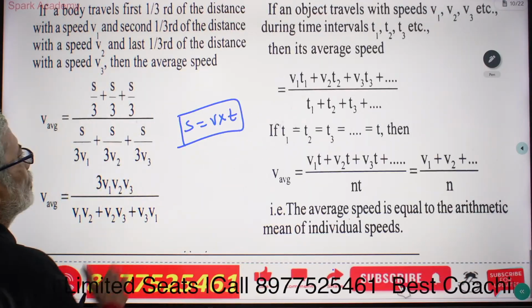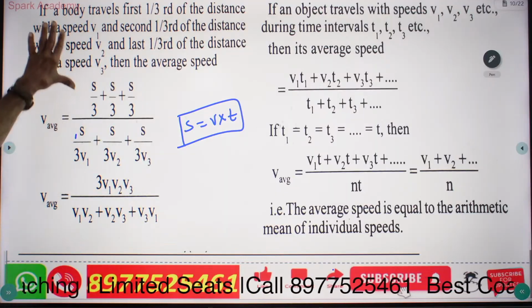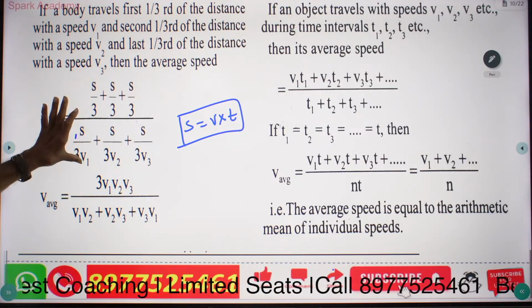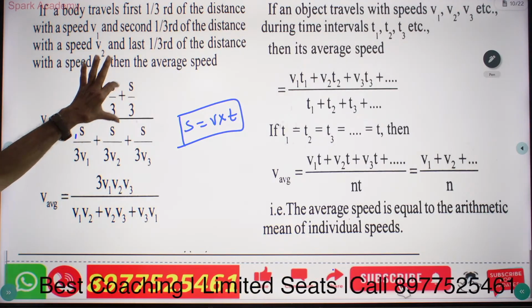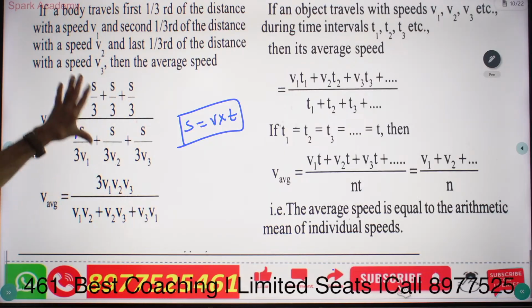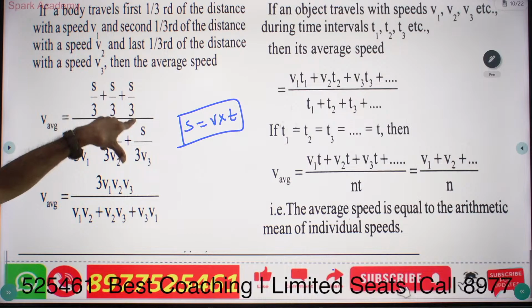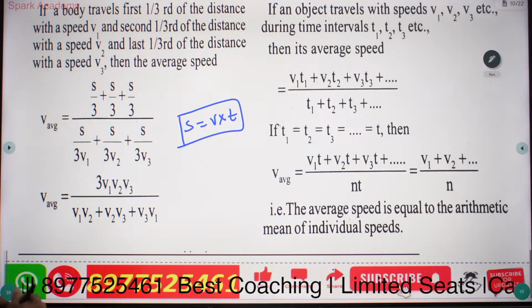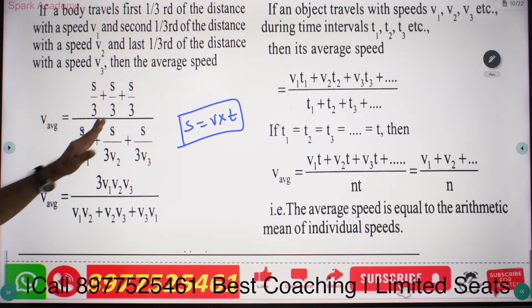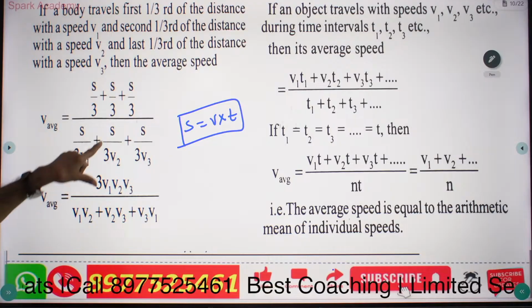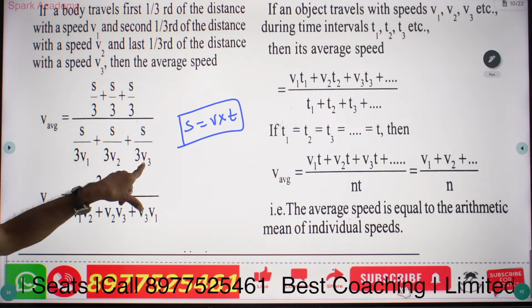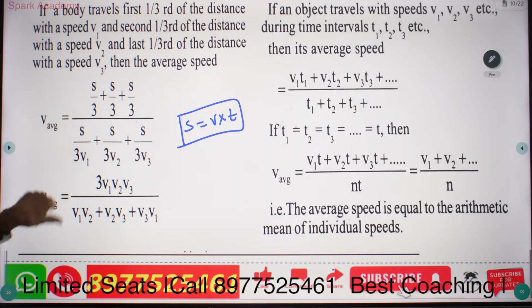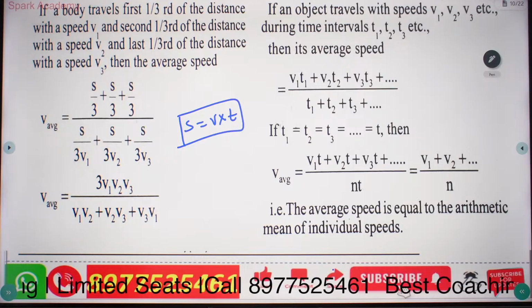Okay. Now, same like this: first 1/3 of the distance speed is V1, next 1/3 V2, next 1/3 V3. So the formula is like this: S by 3 plus S by 3 plus S by 3 is S only. Here distance travelled is S by 3 at speed V1, then S by 3 at speed V2, S by 3 at V3. The 3 will come down. If you simplify, this is the average speed.